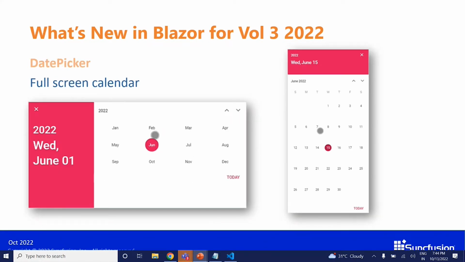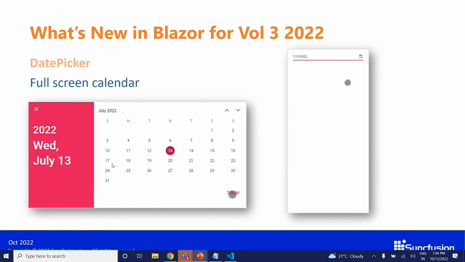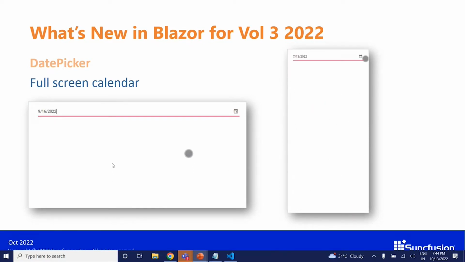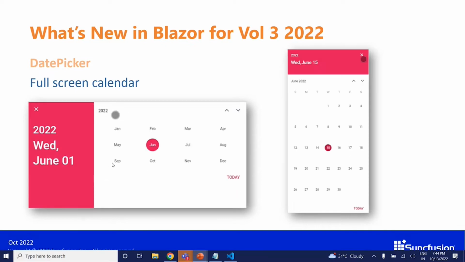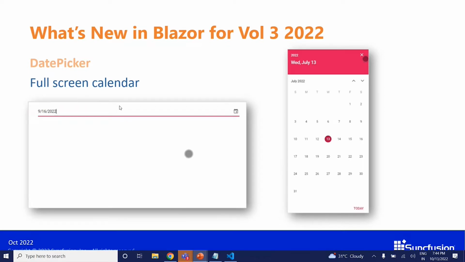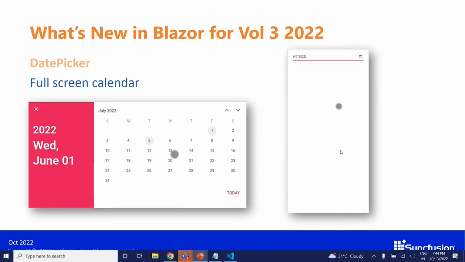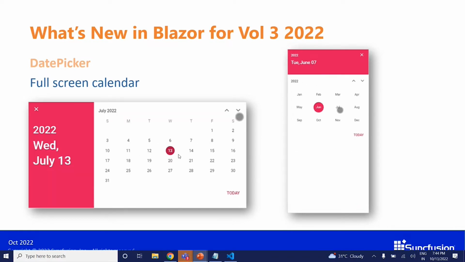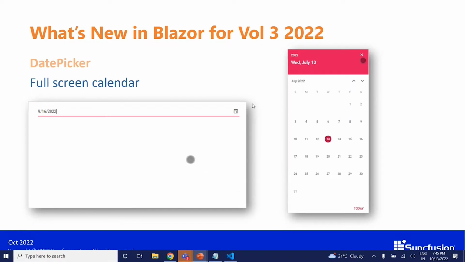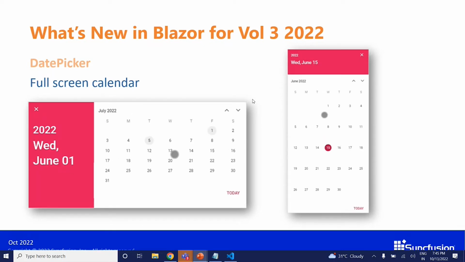And to the date picker component, we have given full screen calendar support to display the calendar occupying the entire space on mobile devices. You can see the landscape and portrait mode here. Now you can use the calendar in this particular mode on your mobile devices.